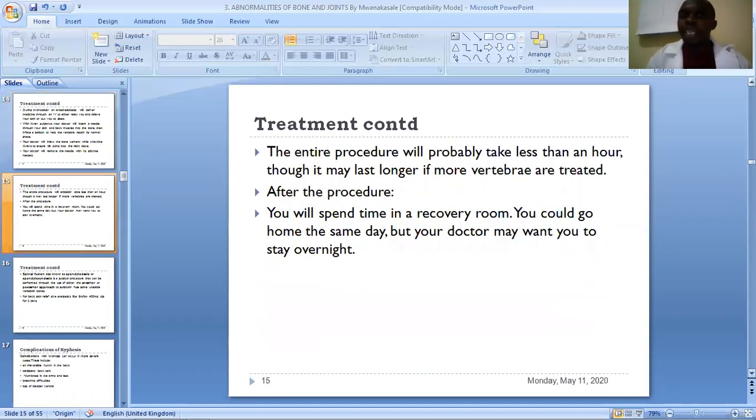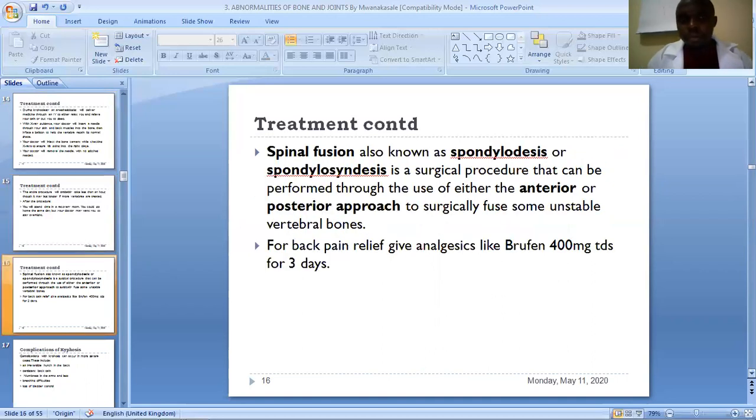The entire procedure will probably take less than an hour, though it may last longer if more vertebrae are being treated. So after the procedure, you spend time in a recovery room. You could go home the same day, but your doctor may want you to stay overnight for observation. So kyphoplasty is one of the procedures that can be done.